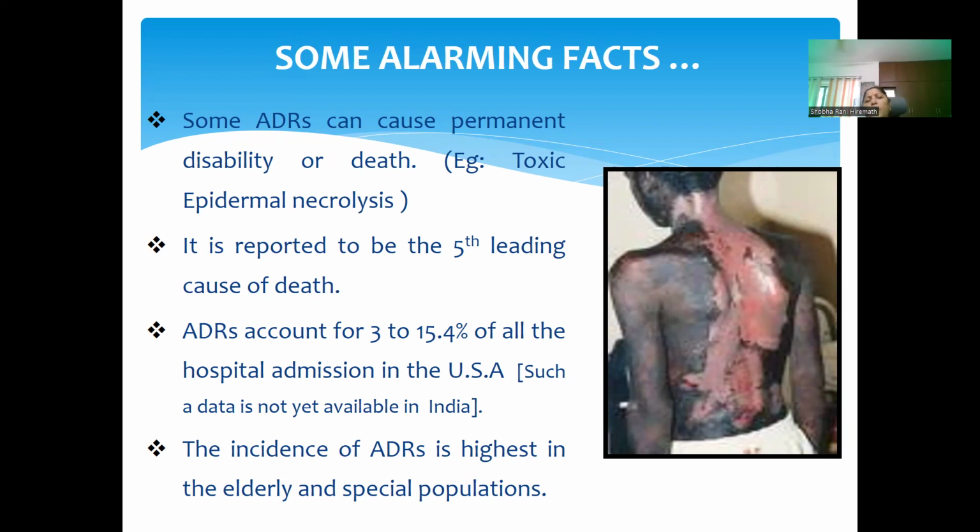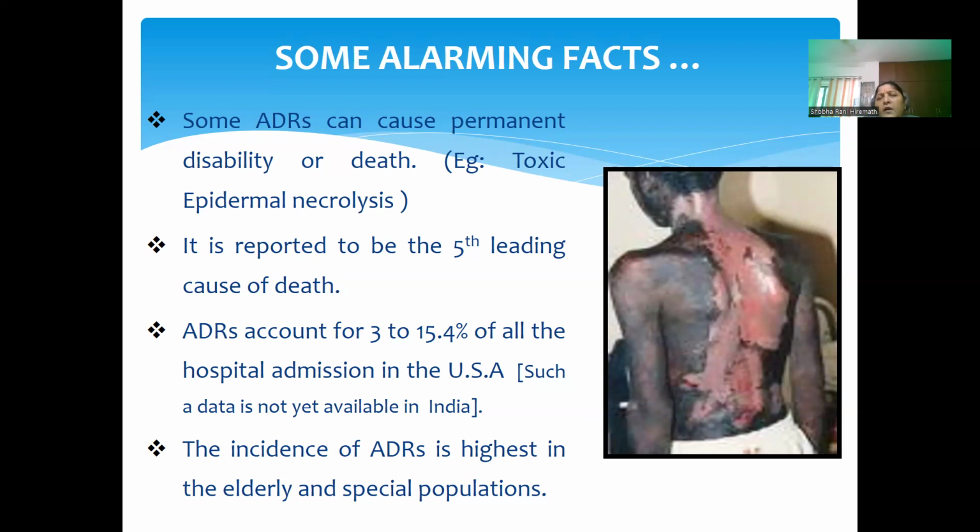And ADRs are reported to be the fifth leading cause of death. ADRs account for 3 to 15% of all hospital admissions in the USA. Such data is not yet available in India, and we are collecting the data. We are in the process of data collection and then coming to these values, percentages. And the incidence of ADRs is highest in the elderly and special populations.